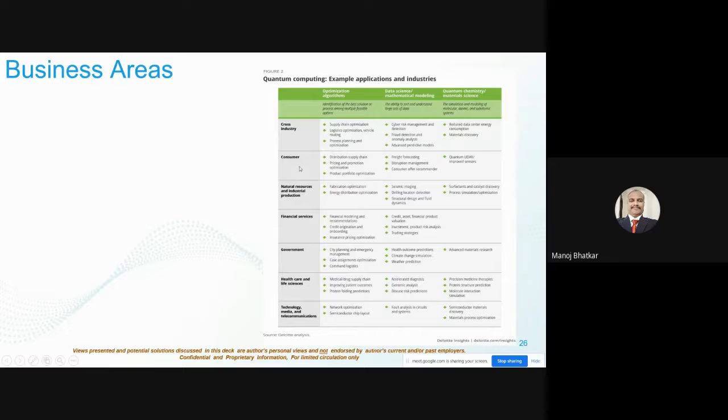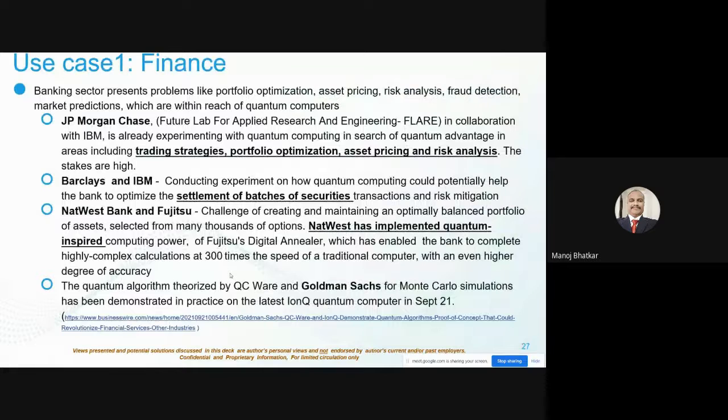Then consumer goods, natural resources, financial services, government, healthcare, technology, network optimization, semiconductor chip layout. What is the best? Fault analysis, fault tolerant computing. Even the classical computers will benefit from this phenomenon.